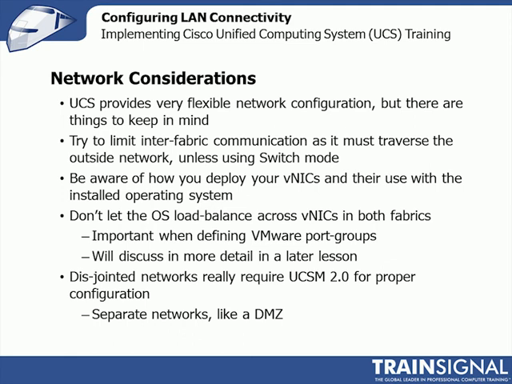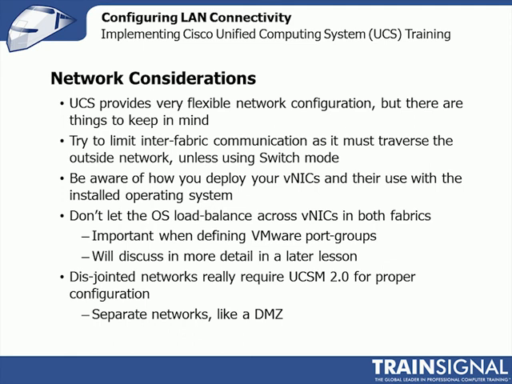So what we normally do is have fabric A on all the blades be active, and fabric B be on standby. Should A fail, everything will flip to B. So it just makes it so that everything is switched locally in the interconnect. Be aware how you deploy your vNICs and their use with the installed OS. That's basically what I just talked about. When you deploy vNICs, make sure you deploy them so that you don't traverse the upstream network. Don't let the OS load balance across NICs and vNICs in both fabrics. Again, we just talked about that. That's why we do active and standby.